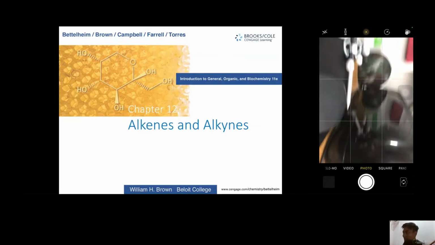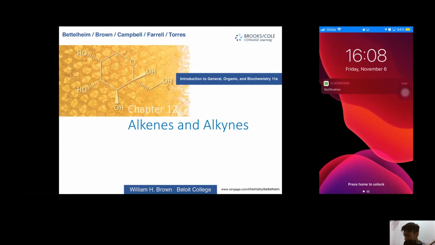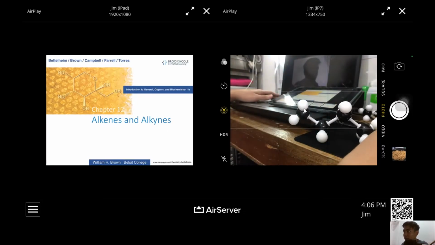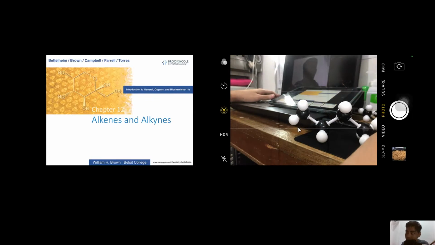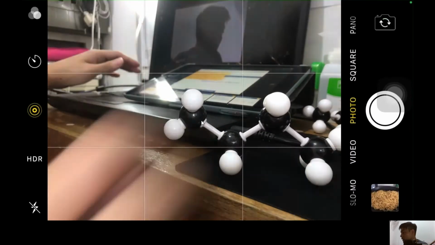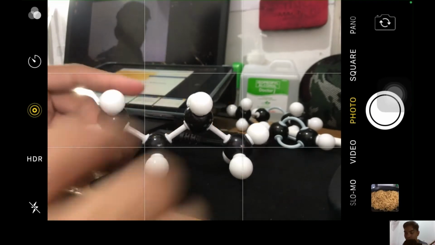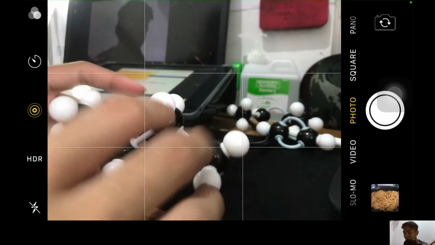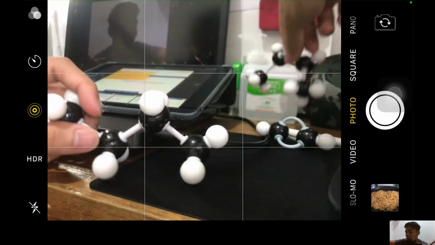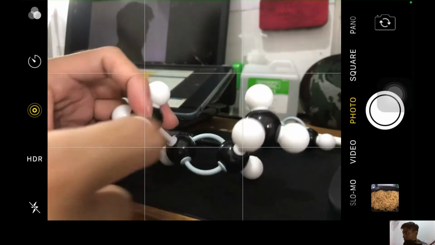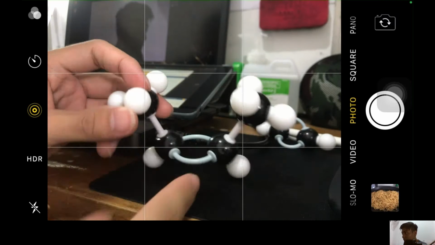Okay, so ano meron sa ating alkenes, sa ating alkynes? So meron tayo dito yung ating alkanes, di ba, mapapansin nyo, puro carbon-hydrogen bond dyan, puro single bond. Pagdating naman natin sa alkenes and alkynes, ano sila? Kapag alkene naman, we have double bonds. So ito yung double bond natin.